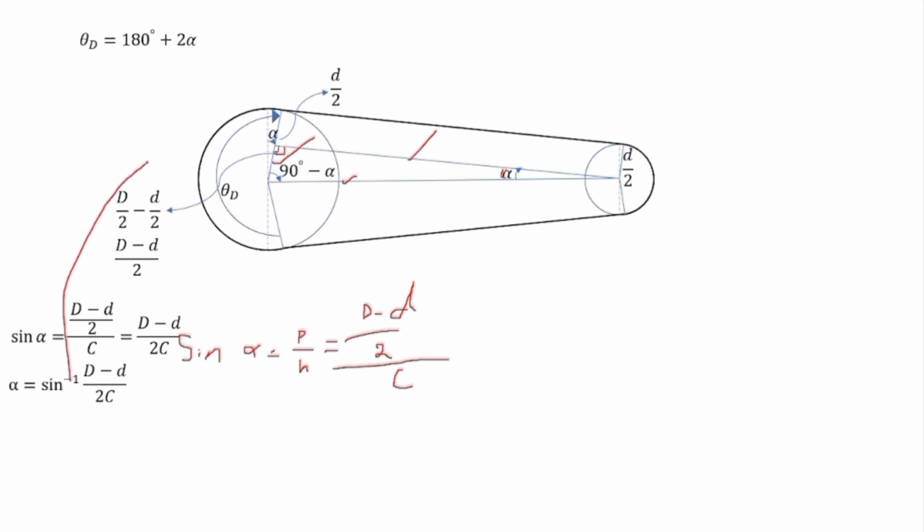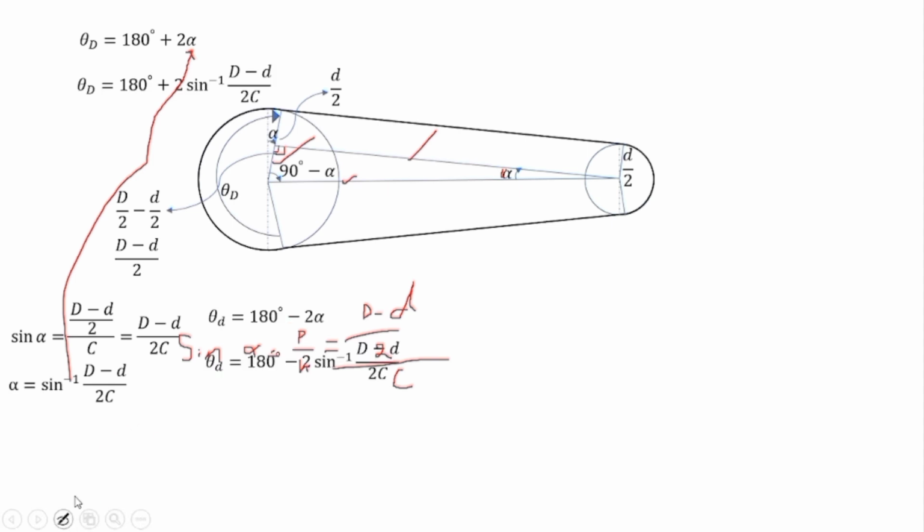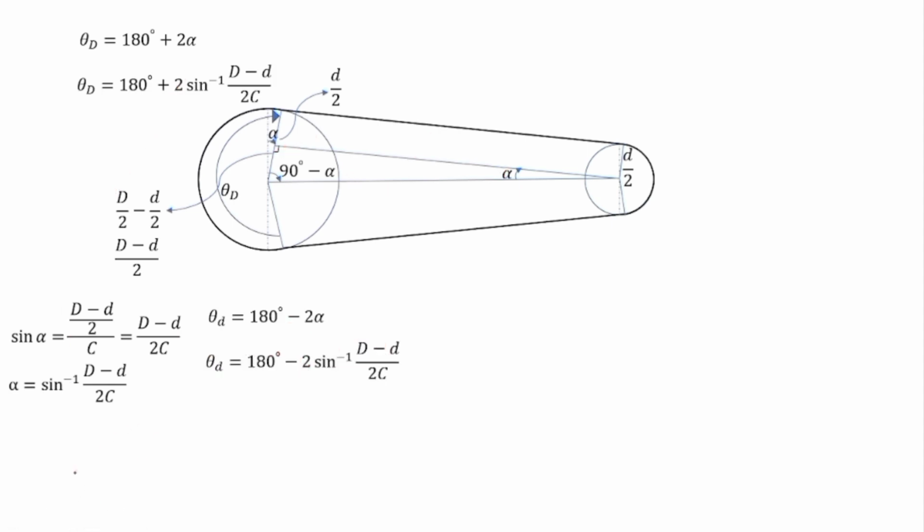So put this value over here in this alpha, it is going to give you theta capital D will be equal to 180 degree plus 2 into sin inverse of capital D minus small d divided by 2C. And similarly, theta small d will be equal to 180 minus 2 into sin inverse of capital D minus small d divided by 2C. So these are the formulas that are going to be used for the wrap angle.